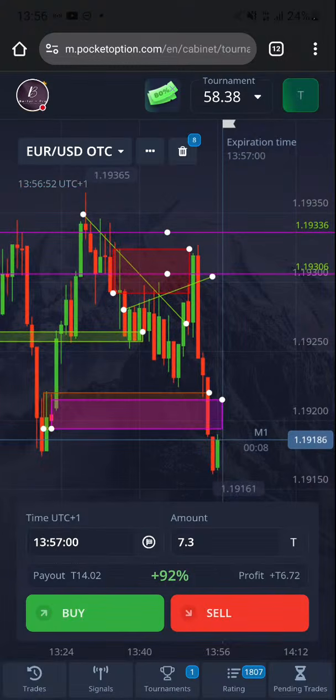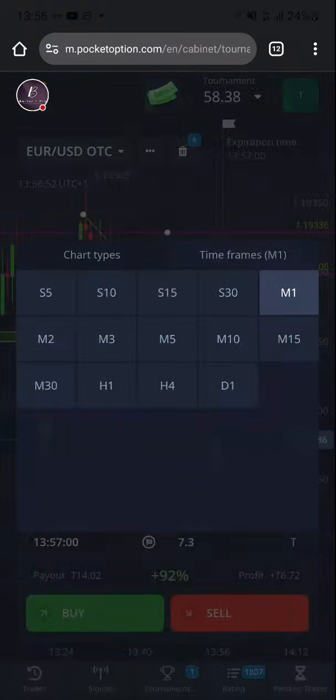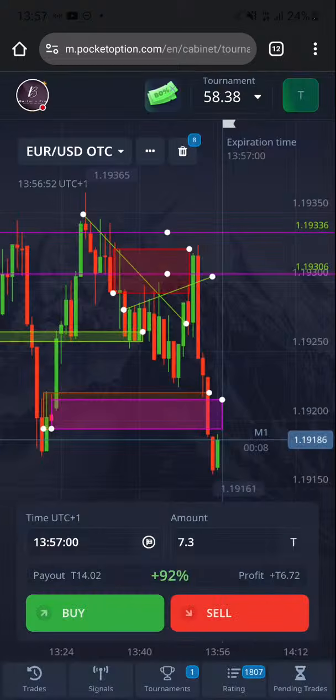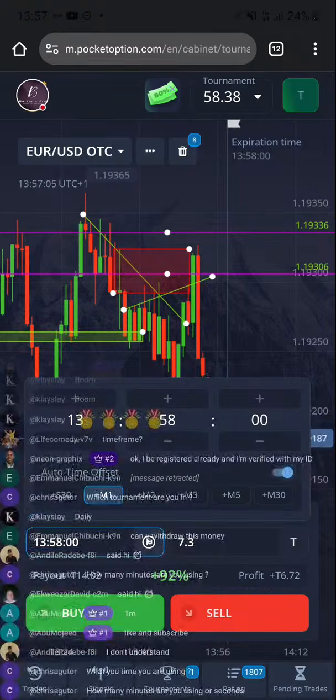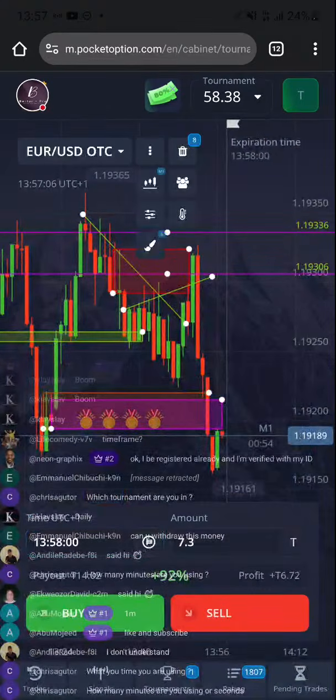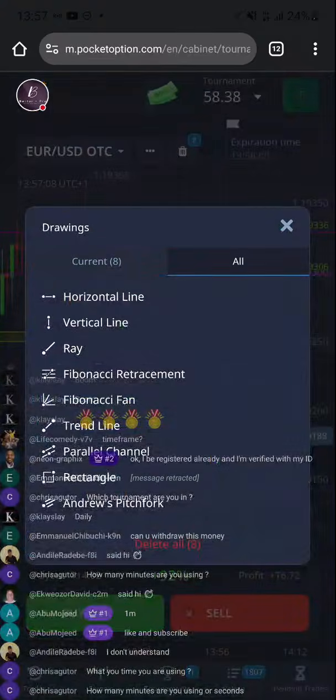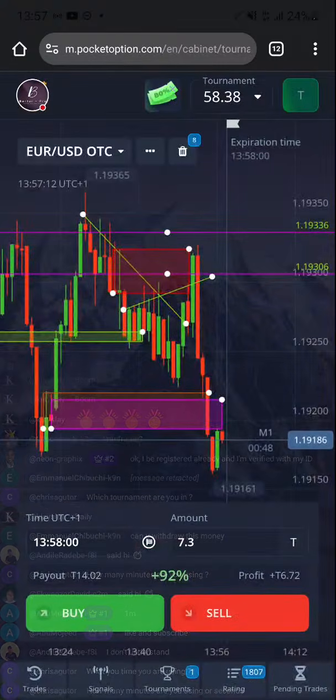We're using the 1 minute time frame. I've actually announced this at the beginning. You can see it's 1 minute time frame, and our trade time is 1 minute also. We're using the flag mode. You get. So it's a flag mode. How many minutes are you using or seconds? It's 1 minute. I just answered the question.